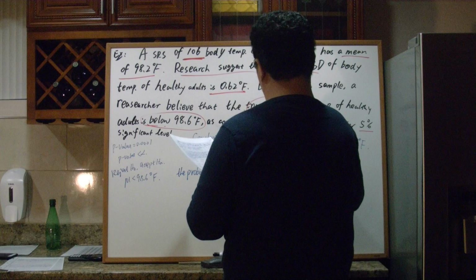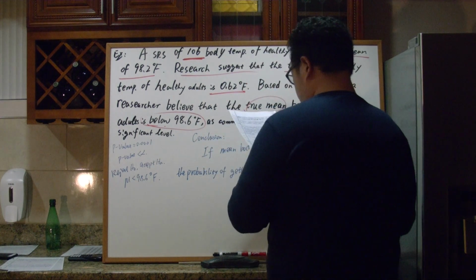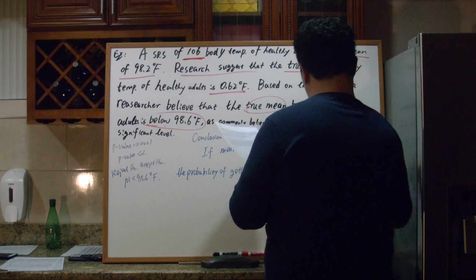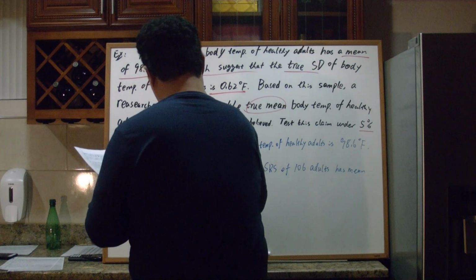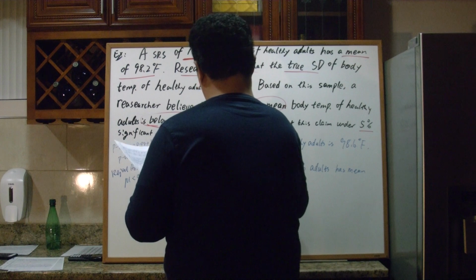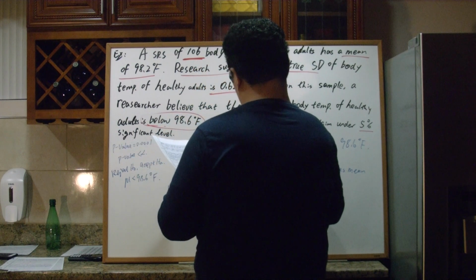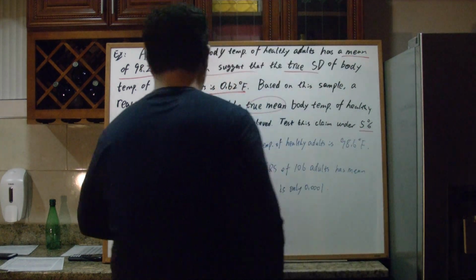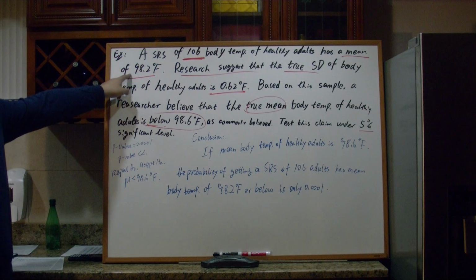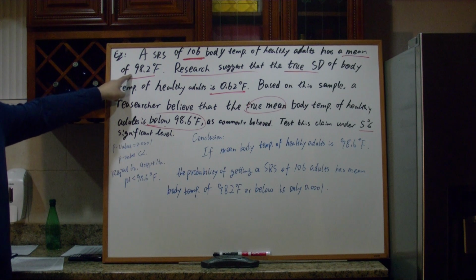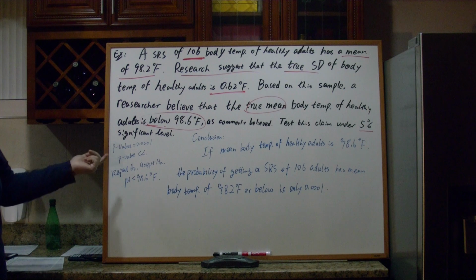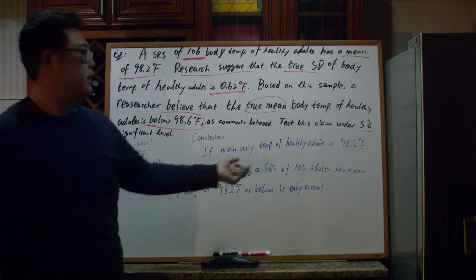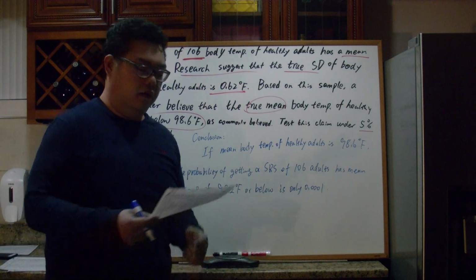of getting a simple random sample of 106 adults whose body temperature has a mean of 98.2 degrees Fahrenheit or lower is only 0.0001. In the true case, it is much smaller than that, but that's what we have. So the probability of getting a group that extreme is very, very low.